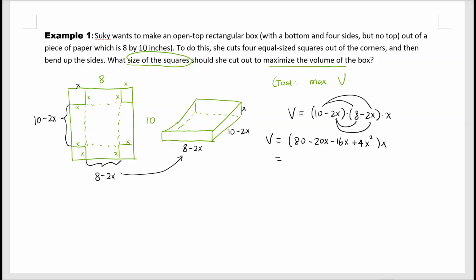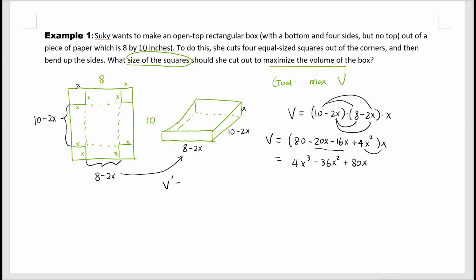Okay, I want to reorder it. So let me distribute the x and reorder it. This guy times this guy, I get 4x cubed. And then minus 20x minus 16x, we get negative 36x, times x, we get negative 36x squared. And then plus 80x. Alright, everyone.